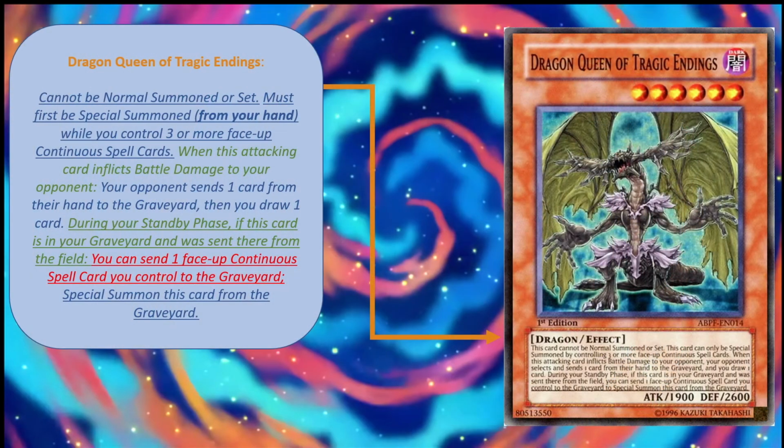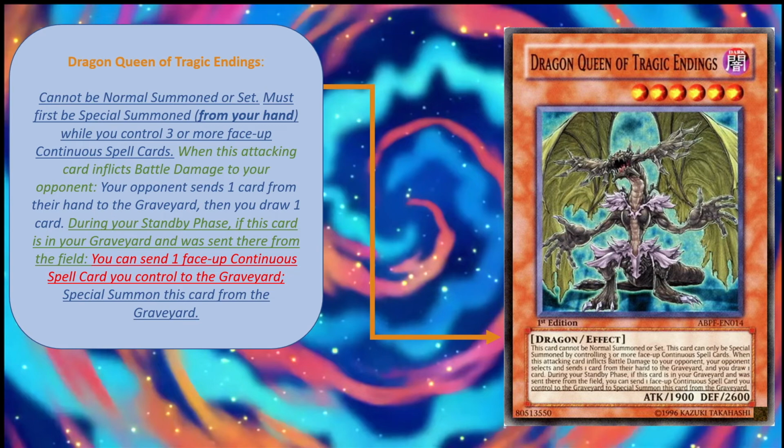So we're going to look at another example, which is also like this. It's not as complex as the last one, but the Dragon Queen of Tragic Endings already sounds fun to play against. Cannot be normal summoned or set. Must be first special summoned from your hand, allowing your opponent to react to this, while you control 3 or more face-up continuous spell cards. Again, understand, you cannot react by removing one of his face-up continuous spell cards. You just cannot do that. The card only allows you to affect the summon from hand.